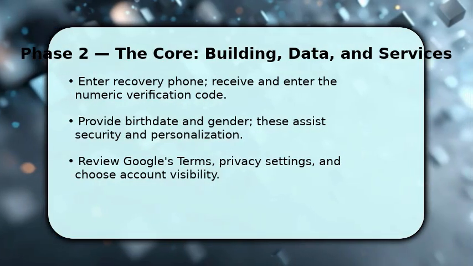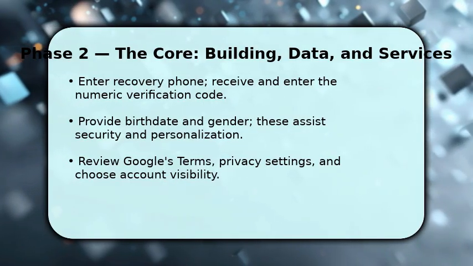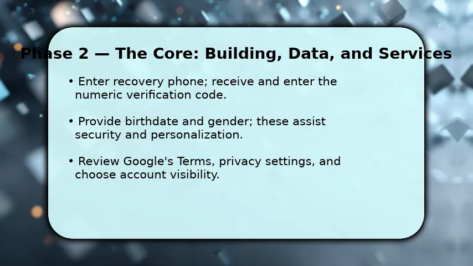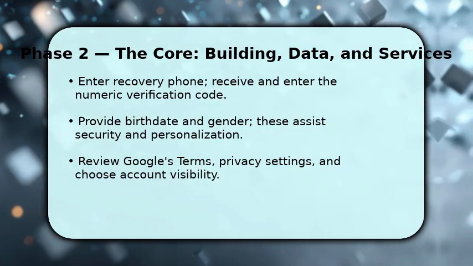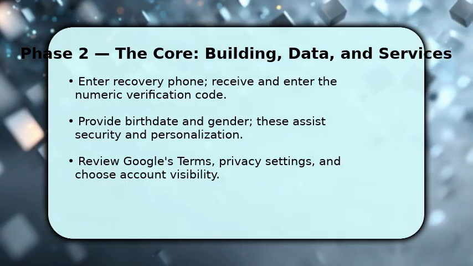Next, verify your identity to secure the account. Add the recovery phone or email and wait for the numeric code. Type it exactly. Provide your birth date and gender. Google uses these for age-appropriate settings and account recovery, so accuracy helps.